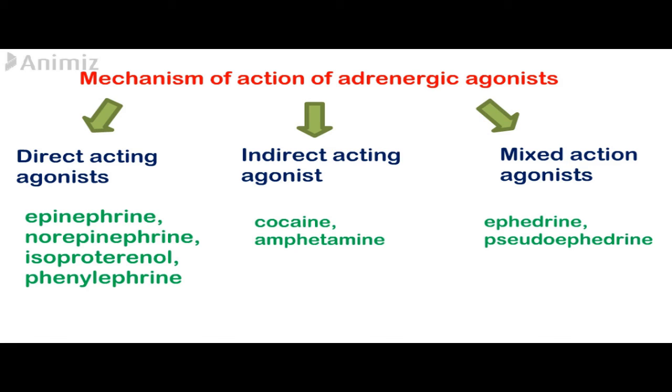While the indirect acting agonists can block the uptake of norepinephrine, for example cocaine, or they are taken up into the presynaptic neuron, and they will cause the release of norepinephrine from the cytoplasmic pool or from the vesicles of the adrenergic neuron. An adrenergic agonist that acts like this is amphetamine.